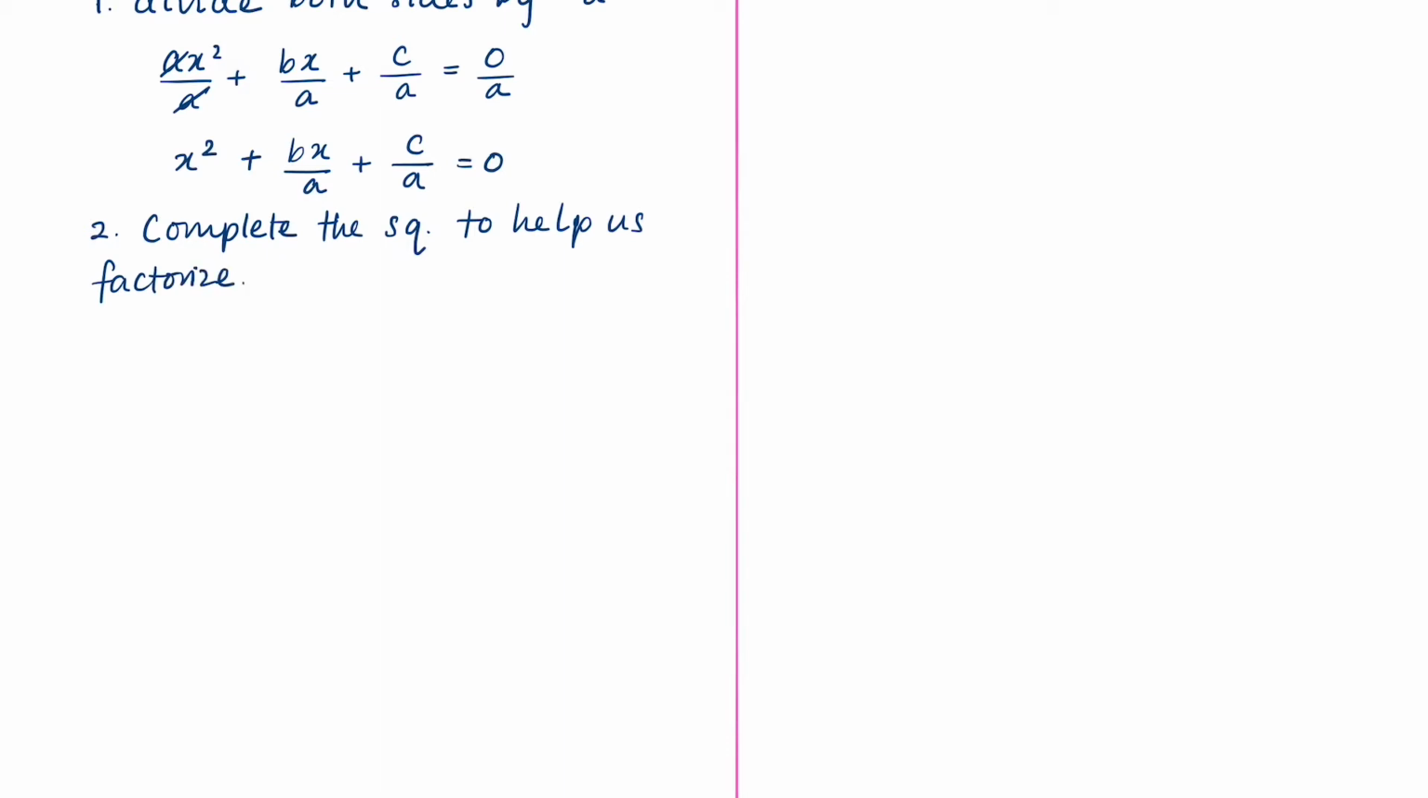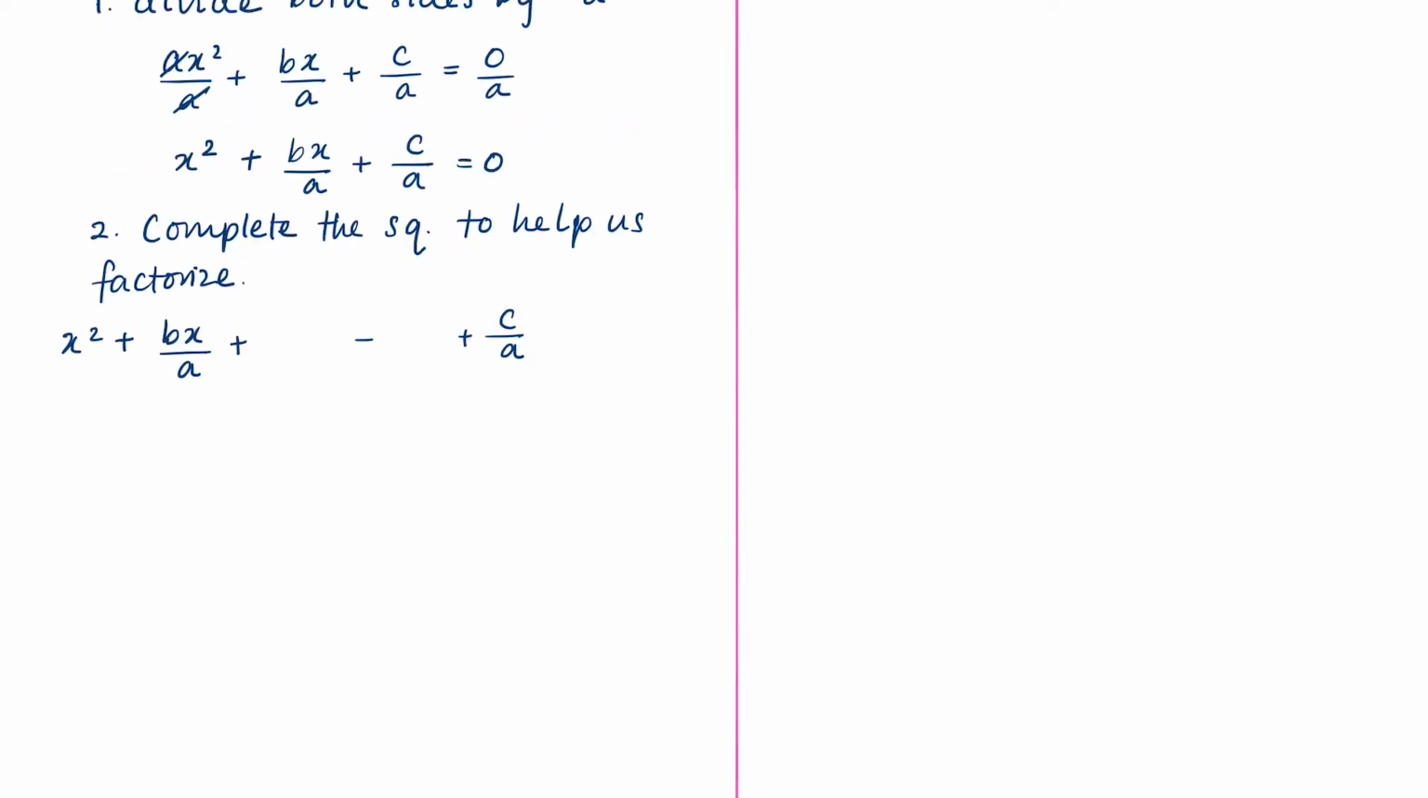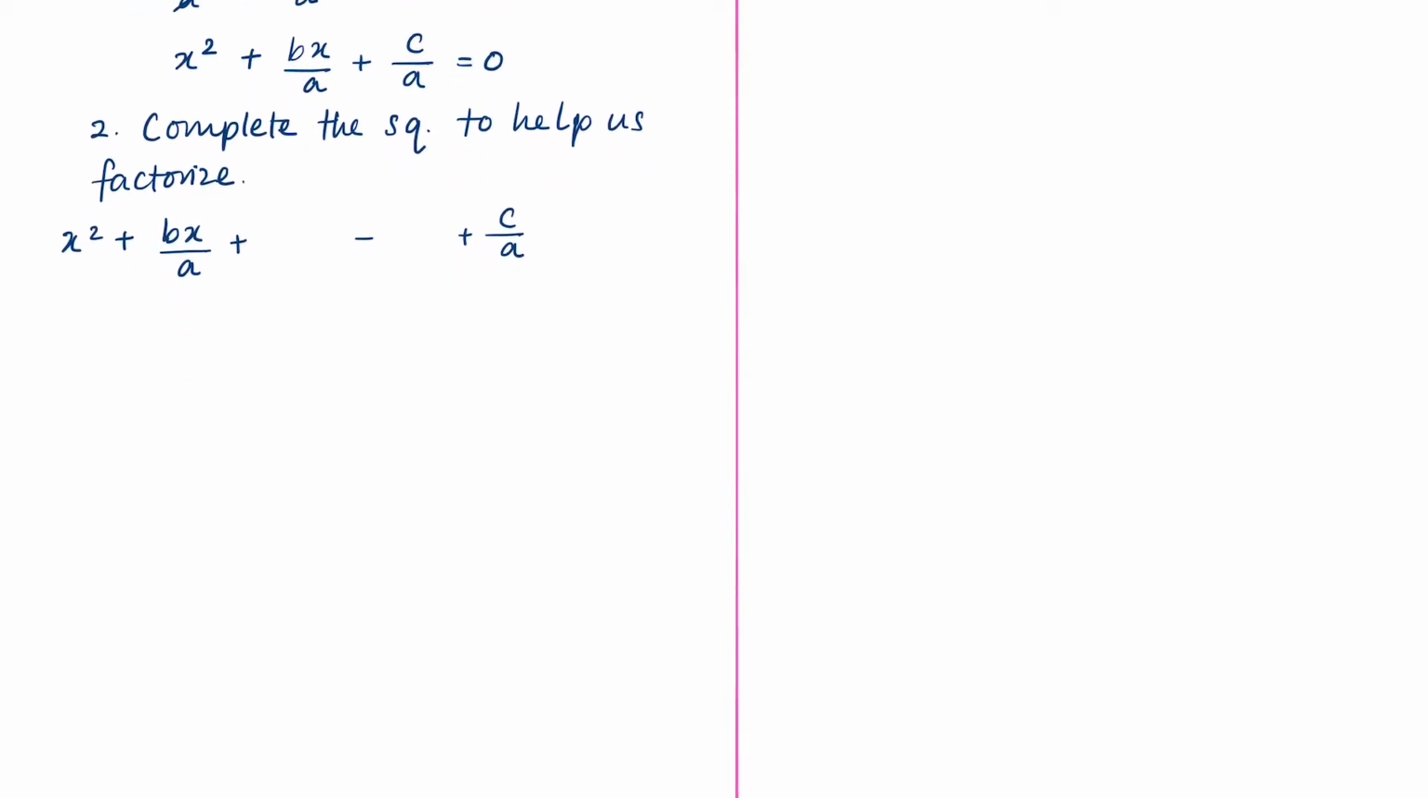The reason I'm using completing the square is that this particular monic quadratic, x squared plus bx divided by a plus c divided by a, is a little bit too difficult to factorize using one of our other methods. So completing the square here is going to be a lot faster and a lot more efficient to then go on and solve our linear factors. Now I've left some blanks here because we've got a few things that we need to do.